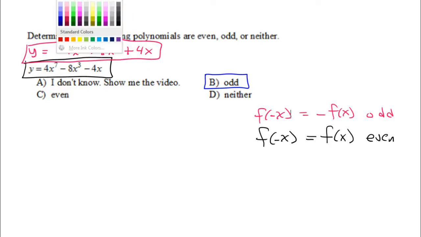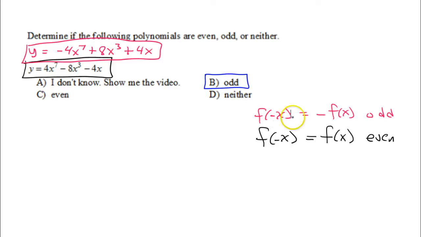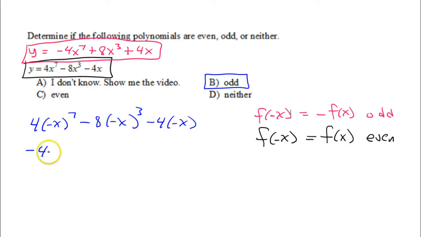Okay, so let's substitute in negative x and see what happens. Do we get either one of these? If I do that, then I would have 4 times negative x to the 7th power minus 8 times negative x to the 3rd power and negative 4 times negative x. Well, if you have an odd power, the negative stays. It's not going anywhere. So I have a positive times a negative, which is a negative.